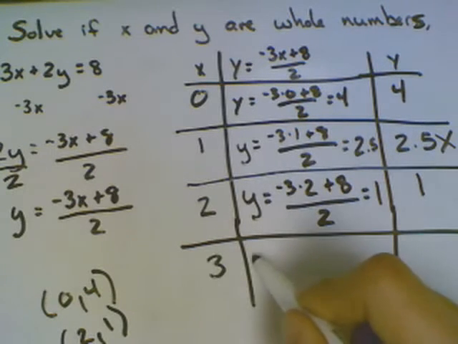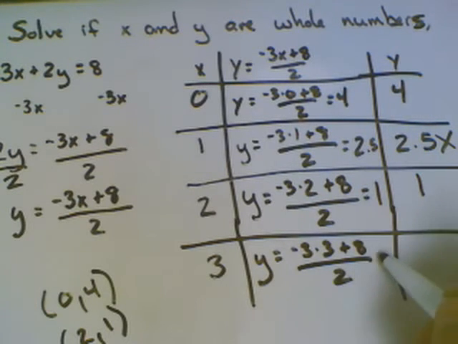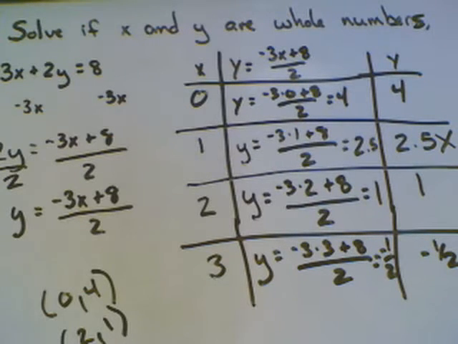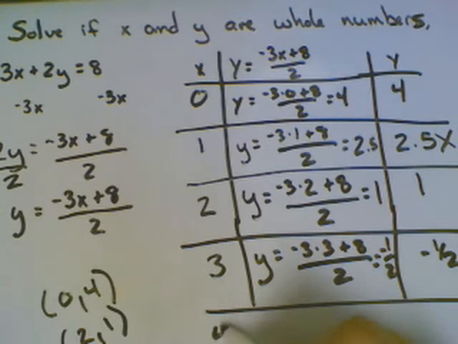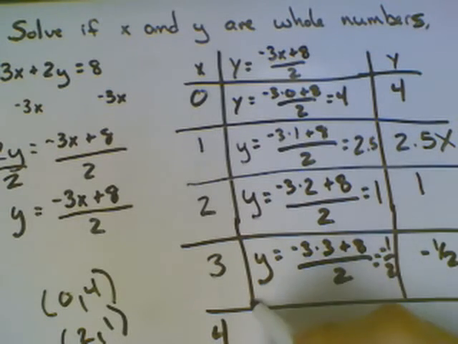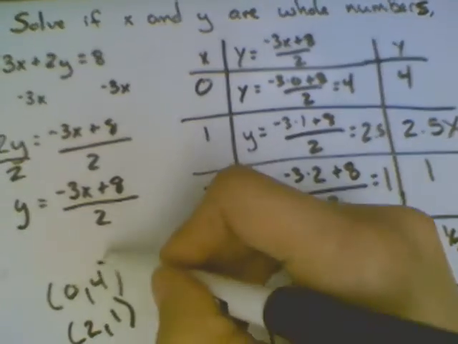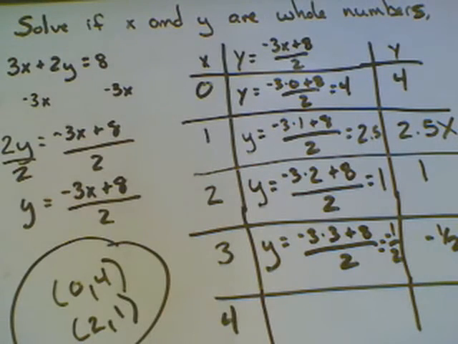Okay, next I'm going to go on to 3. Y is going to be then negative 3 times 3 plus 8 over 2, which is negative 1/2. Ooh, that's not a whole number either. And if I sit and think about it, when I plug in 4, I'm going to do negative 3 times 4 and get negative 12 plus 8. I'm always going to get a negative up at the top. The larger numbers I plug in for x, the more negative the numerator is going to be. So I'm going to conclude from right here that any number I try that's going to be larger than 4 is going to give me a negative in the numerator, and so I will not get a whole number solution. These two are my only solutions.